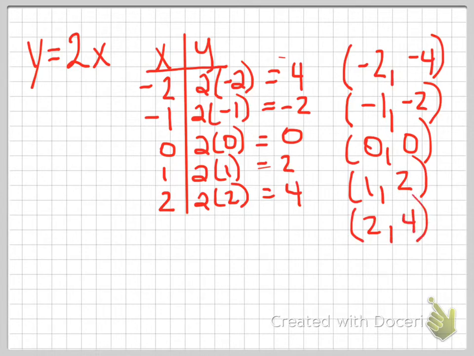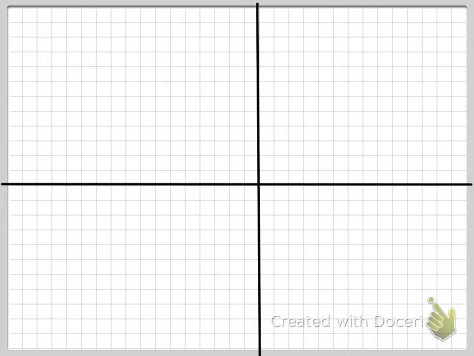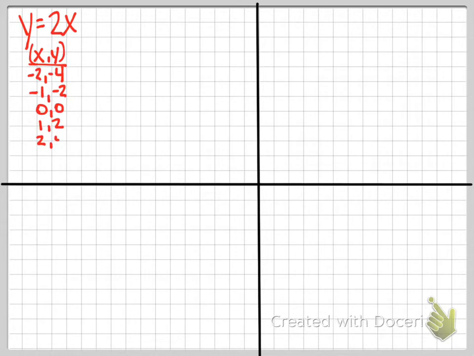Okay, so this is what you've done in the past, and you've plotted these points onto a coordinate grid, and we're going to do that. So here's the equation again. You had 2x, and the values that you substituted in were negative 2, negative 1, 0, 1, and 2. And you got negative 4, negative 2, 0, 2, and 4, and made these coordinate points. So now we're going to plot these points on the grid, and here they are.